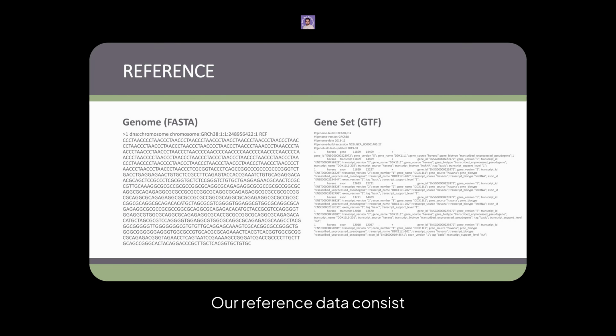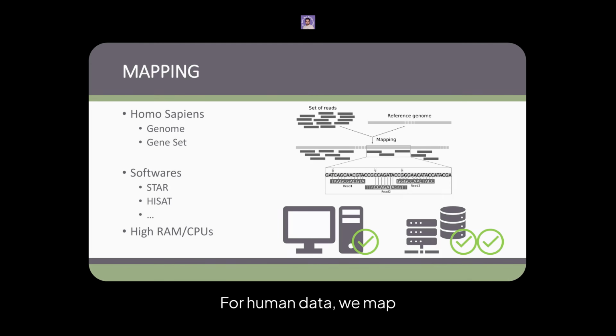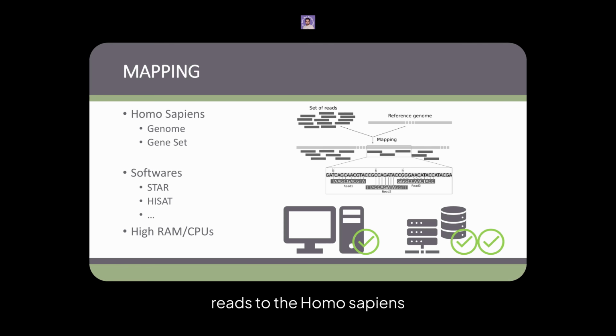Our reference data consist of two key files. The FASTA file stores the genome sequence, while the GTF file describes gene models, including exons and transcripts. Together, these files guide the aligner in placing reads correctly and later enable accurate gene-level quantification. For human data, we map reads to the Homo sapiens genome and gene set. Common aligners include STAR and HISAT, which are optimized for spliced RNA reads. These tools are computationally intensive, so we rely on high-memory multi-core servers to process large datasets efficiently.